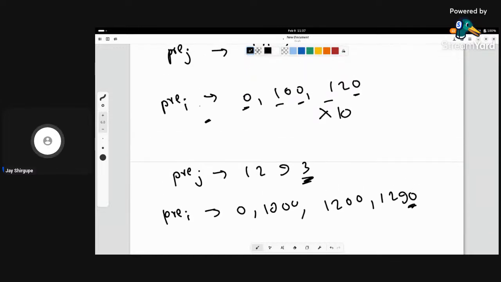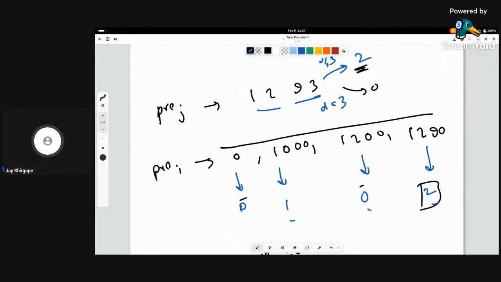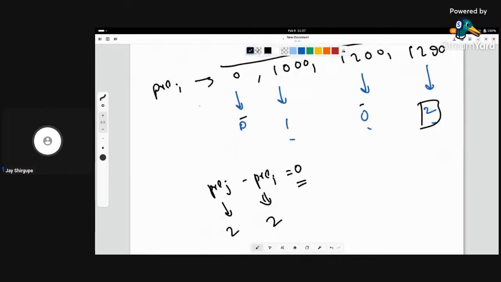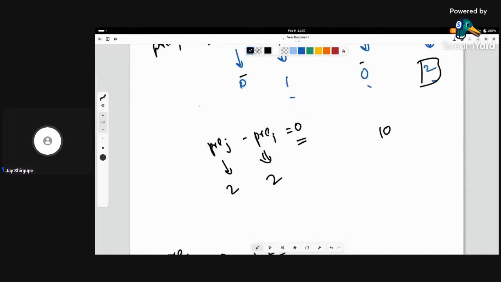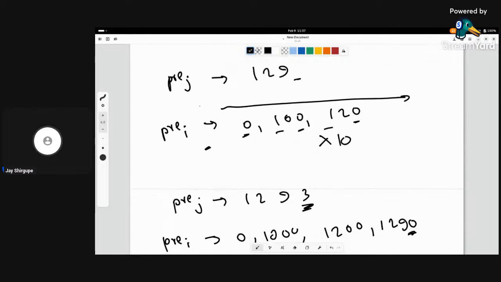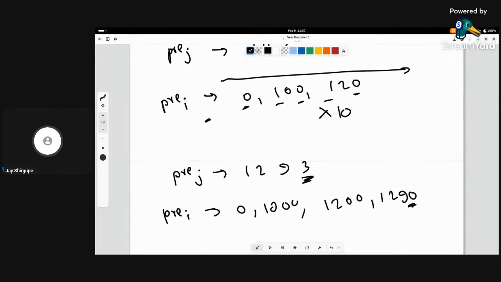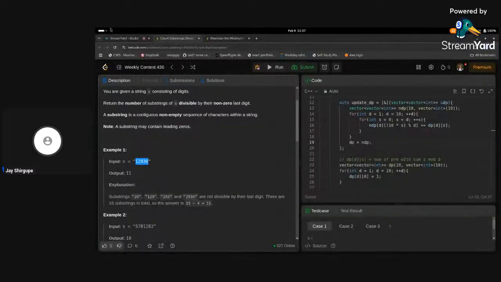Now, how do you deal with this? One thing is that we are maintaining values modulo some digit, so we have at most 10 values. Even though the number of prefixes of i can be large, their modulo values can only be between 0 and 10, some modulo d. So we can iterate over all of them, multiply that value by 10, and update the frequency so that it reflects this. That's what we are doing over here.